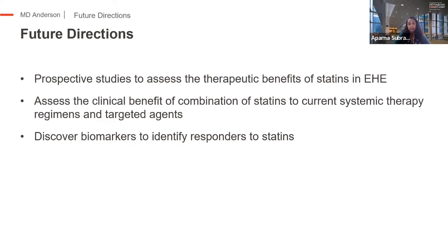We also need to assess the clinical benefit of combining statins with the current systemic therapy regimens and targeted agents that are used in EHE. And discovering biomarkers that can identify responders to statins would be very beneficial in this cohort. Focusing on these areas would definitely help in adding statins as a promising new option in the management of EHE.